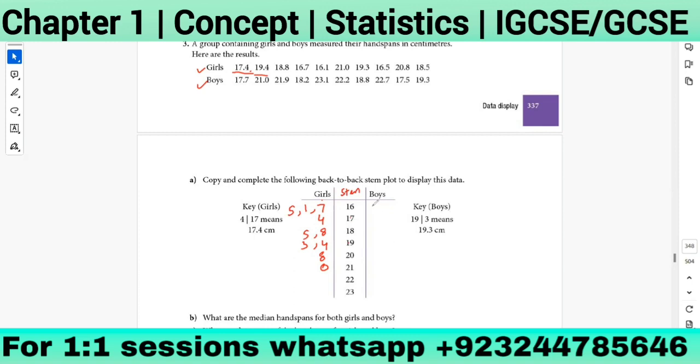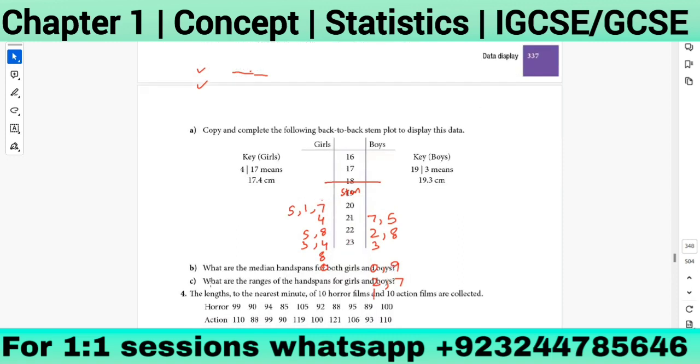And for the boys part, we're going to write over here 17.7, 21.0, 21.9, 18.2, 23.1, 22.2, 18.8, 22.7, 17.5, 19.3. So this graph is called a back-to-back stem plot. Back-to-back stem plot means that the stem is the same but the leaves are different. Can you understand this? Yes.